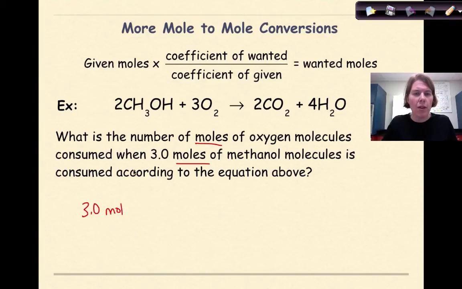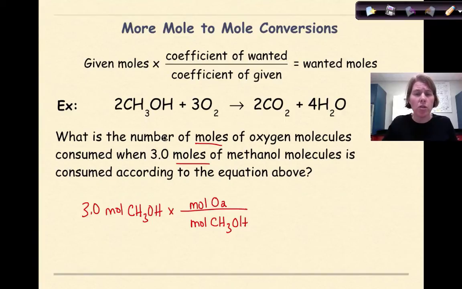3.0 moles of methanol, and here's methanol right here with a coefficient of 2. So CH3OH, multiplication sign and a line. I'm going to put moles of methanol on the bottom. What am I looking for? What is the number of moles of oxygen? So I want moles of O2 up on the top, and then I look for my coefficients.